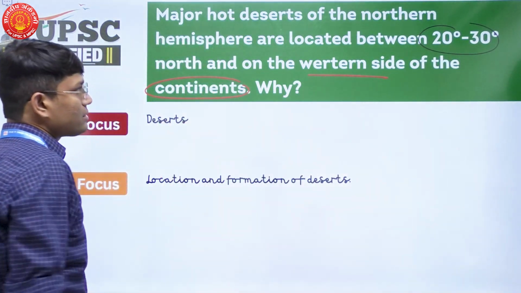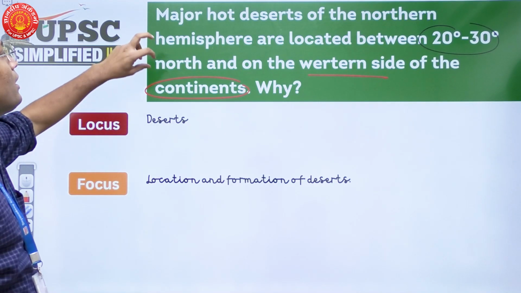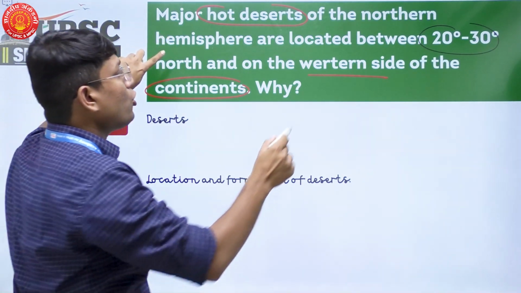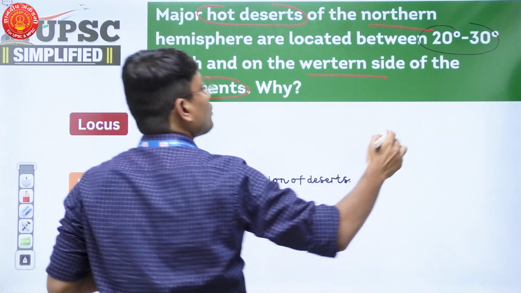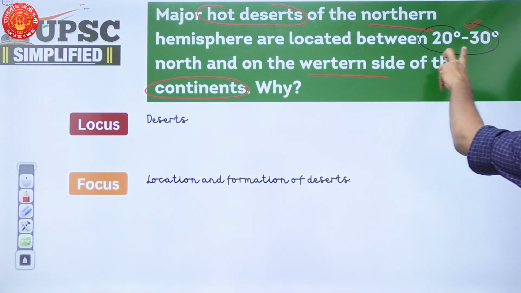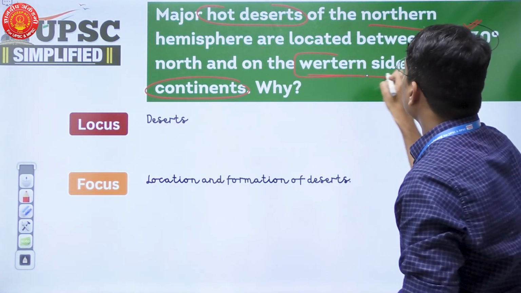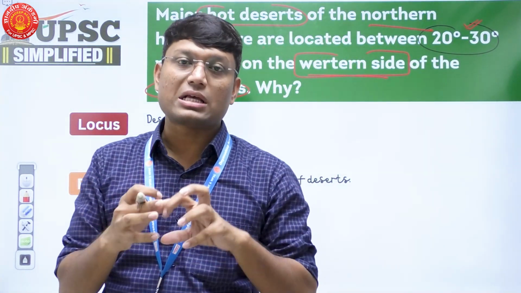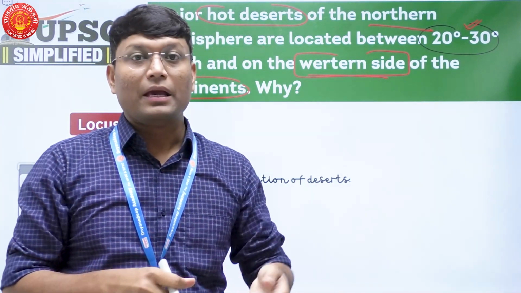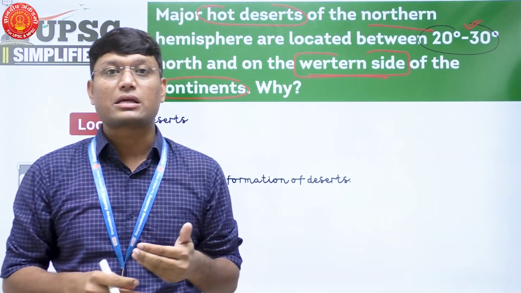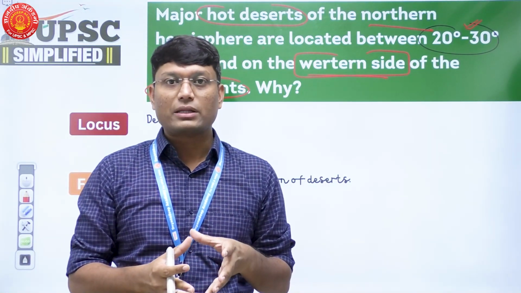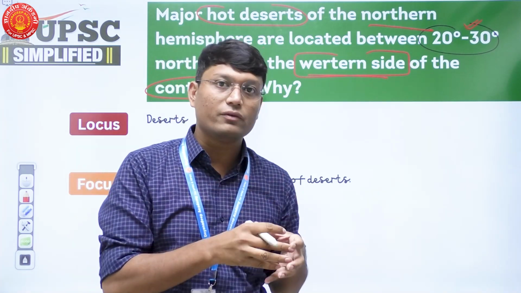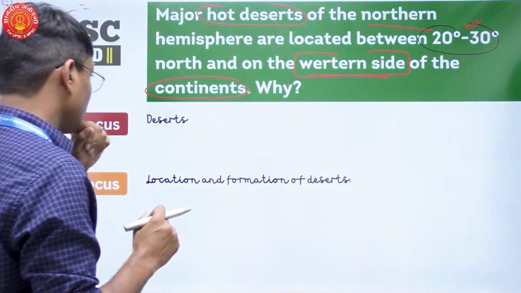So there are two parts in this particular question. If you can see, it is asking about the location of major deserts in the northern hemisphere. One location is 20 to 30 degree north and another location is western sides of the continent. So directly the question is asking about the desert. Indirectly, if you see, the question is also asking about the formation of the desert. Fine. So there are some implicit things, some hidden things which you always need to find about the given question.